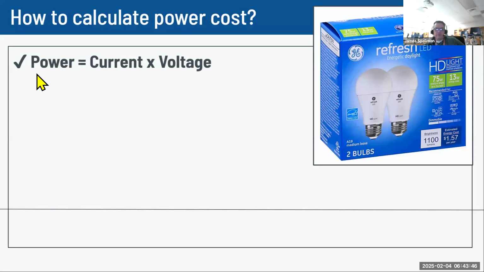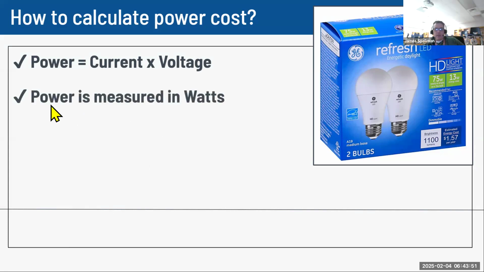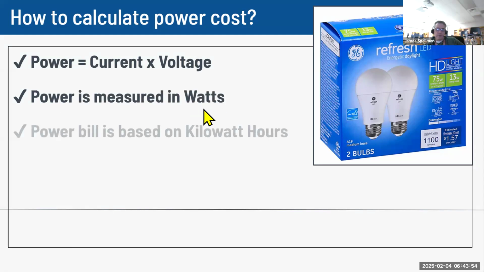One of the things about power is, remember, power is current times voltage, I times V, and power is normally measured in watts. However, a power bill is based on kilowatts, and a kilowatt is 1,000 watts. So sometimes this is an important thing that we have to change. If we've got an object that has a certain number of watts, like 100 watts, we need to change it to kilowatts, and we do that by dividing by 1,000. So 100 watts would be 0.1 kilowatts. Anytime we go from watts to kilowatts, you've got to divide that number by 1,000.